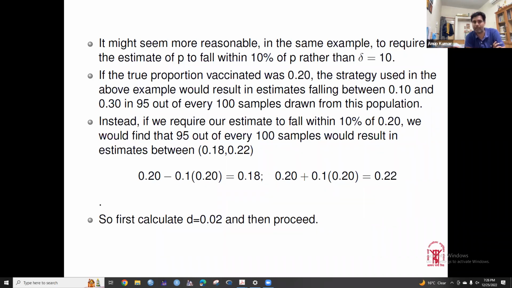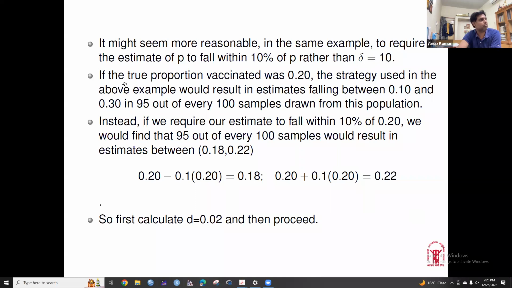seem more reasonable in the same example to require the estimate of p to fall within 10% of the p rather than, जैसे अभी डेल्टा हमने 0.05 लिया, for that you can choose delta as 10% of p rather than delta is equal to 10. Now this is very important. 10% of p, or you are going to take it 10%.